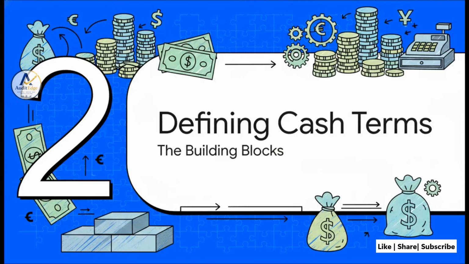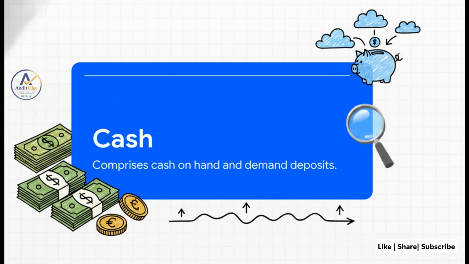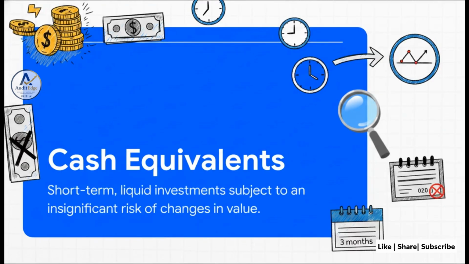Moving right along to Section 2, defining key cash terms, the building blocks. Before we can follow the cash, we need to know exactly what the standard considers cash. First up, cash comprises cash on hand and demand deposits. It's essentially the most direct, highly liquid asset an entity holds. Next, we have cash equivalents.